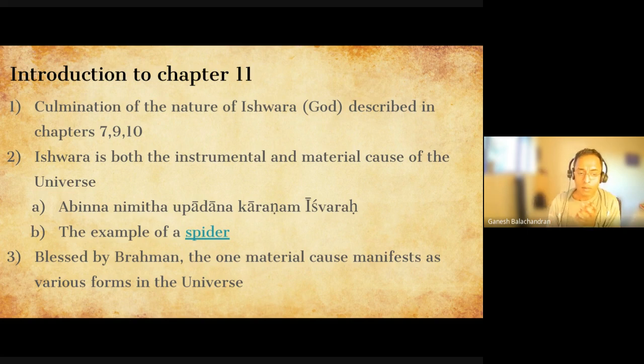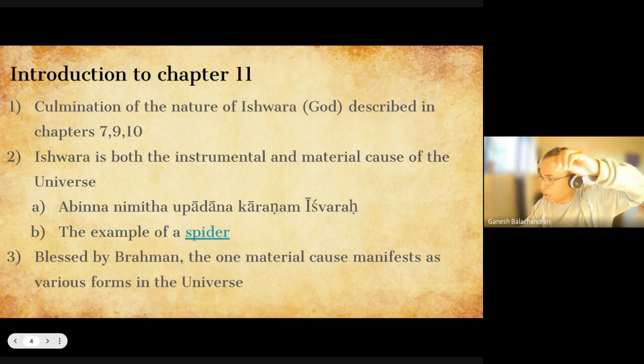So Nimittam means the instrumental cause, like a carpenter building a table. The carpenter is the intelligent or instrumental cause, and that wood is the material cause. Bhagavan is likened to a spider in the Upanishad. We've seen that example before, where a spider not only creates a web on its own, it also weaves the web. Where does the web come from? The web comes from the spider.